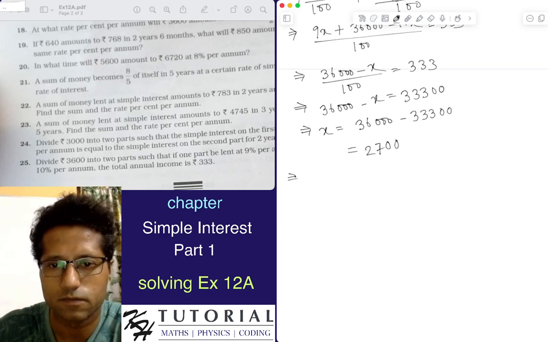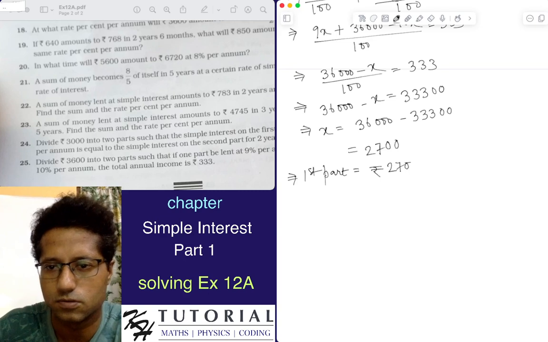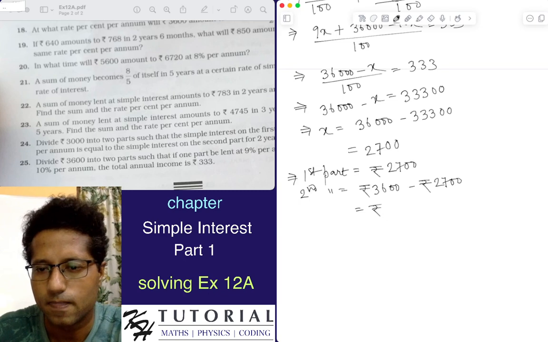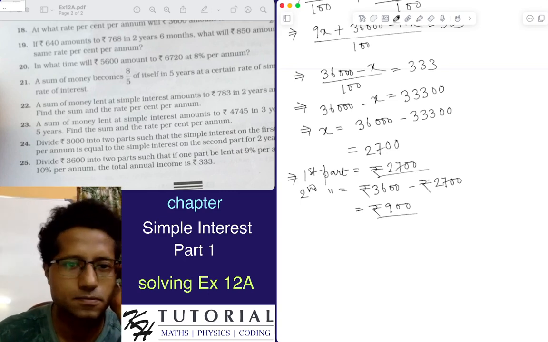This implies the first part is rupees 2700. The second part is rupees 3600 minus rupees 2700. This is rupees 900. So 900 and rupees 2700 are the two parts.